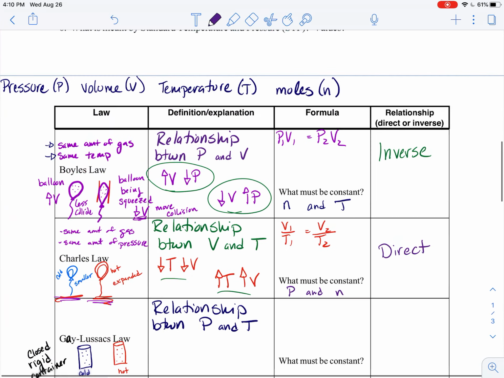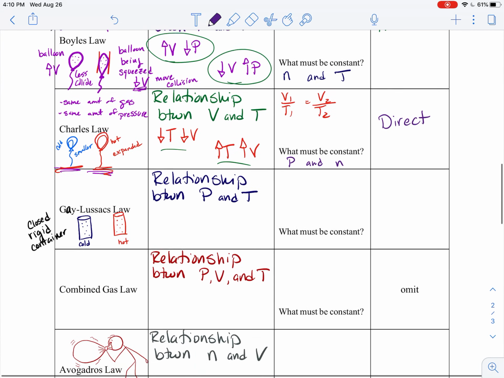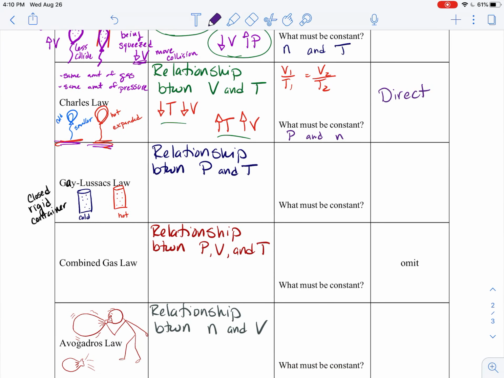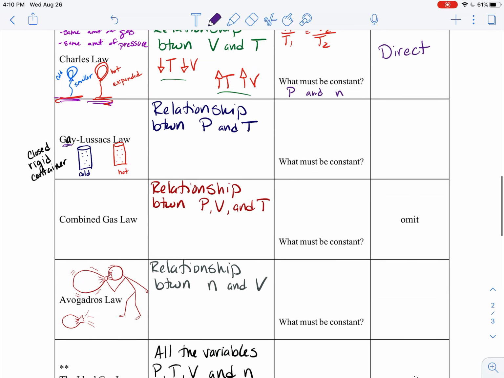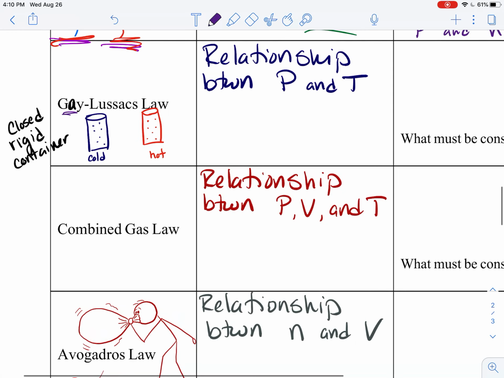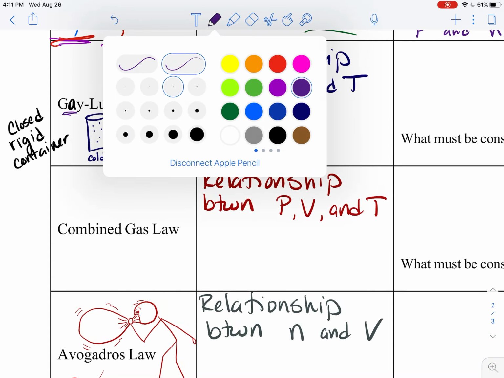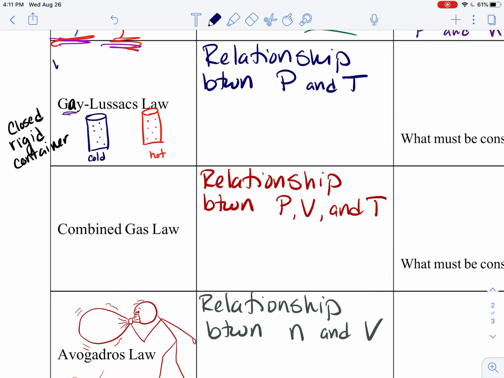All right, so our next law is Gay-Lussac's. You'll have to make that little correction in the notes. And in Gay-Lussac's law, we're looking at the relationship between pressure and temperature. So in this case, instead of being in balloons, because balloons have a flexible volume, they can be larger or smaller, we're going to be in closed, rigid containers. And when you're in a closed, rigid container, your assumption here is that volume is not changing.